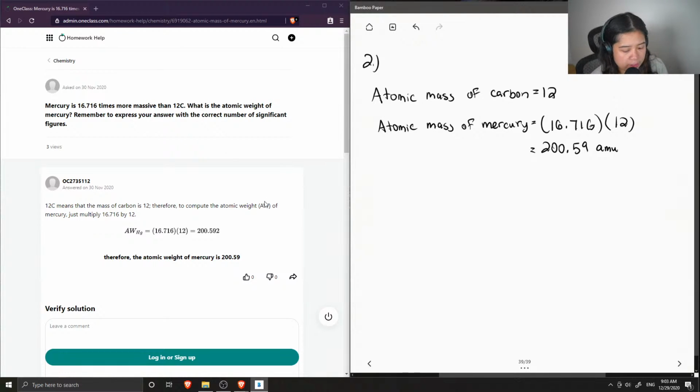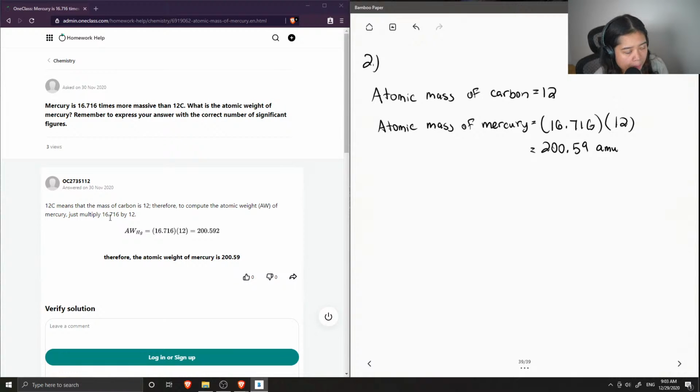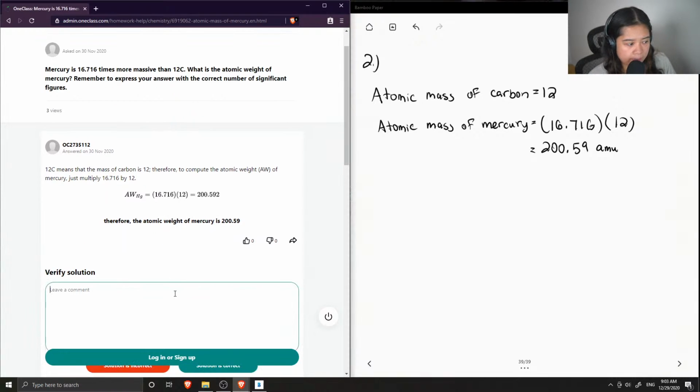So the junior tutor said that 12C means that the mass of carbon is 12. Therefore, to compute the atomic weight of mercury, just multiply 16.716 by 12. So they did that and also got 200.592. So this solution is correct.